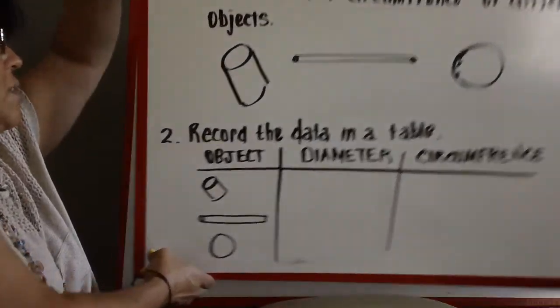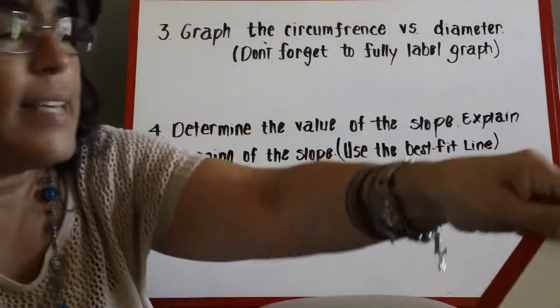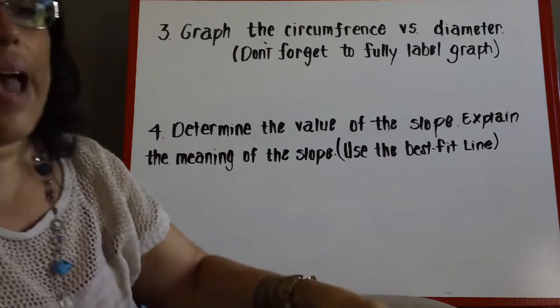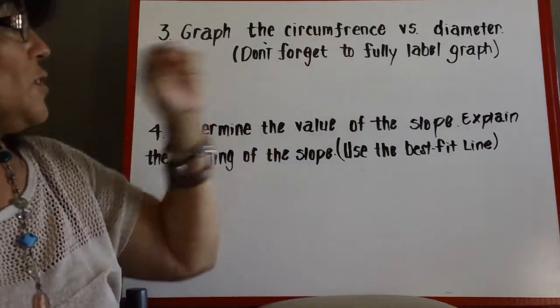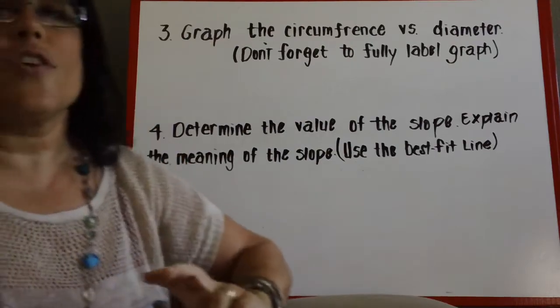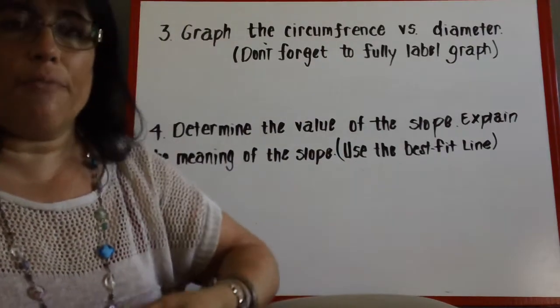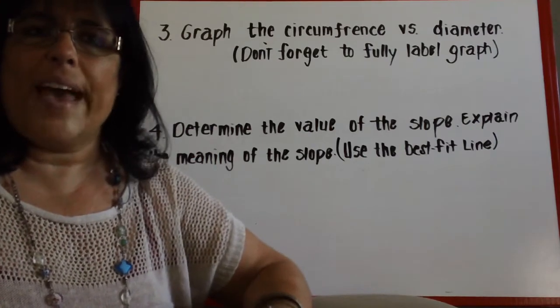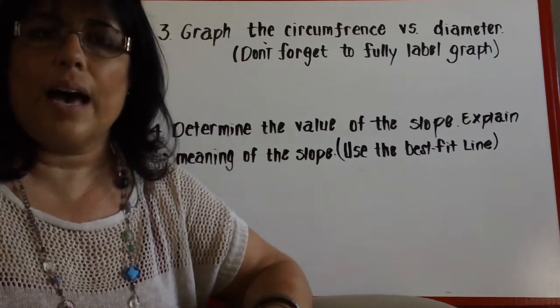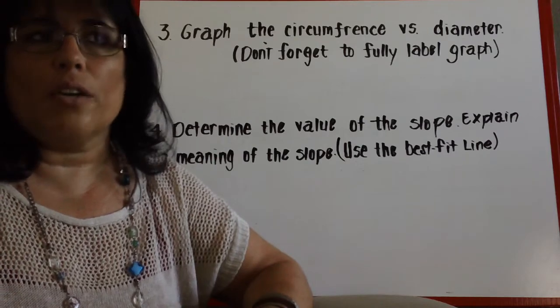Then, from the data table, now you're going to create the graph. You're going to create a graph using the circumference versus the diameter. The graph has to be on graph paper. I don't want you coming in with lined paper with a graph done on that with little tick marks along the side. Make sure that it is done on graph paper.